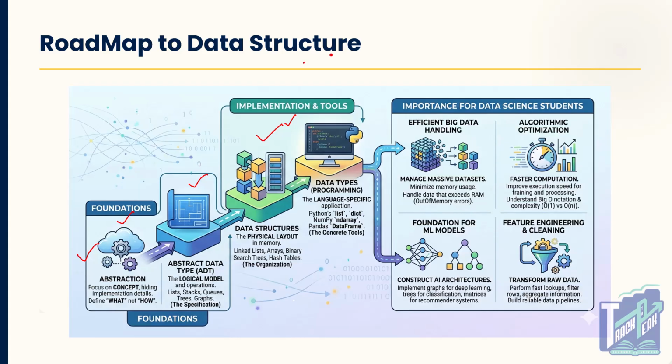So why is data structure so important for data science students? Because data science students are going to handle a big volume of data in future. They want to efficiently handle big data, optimize their algorithms, and find better ML models. They also want to perform feature engineering and cleaning of the data sets. All these processes are carried out by data science students, and the basis for all of them is data structure. That is why data structure is important for data science students.